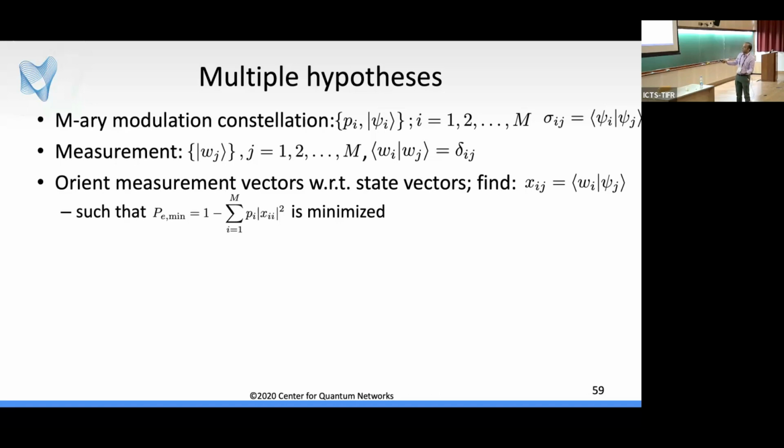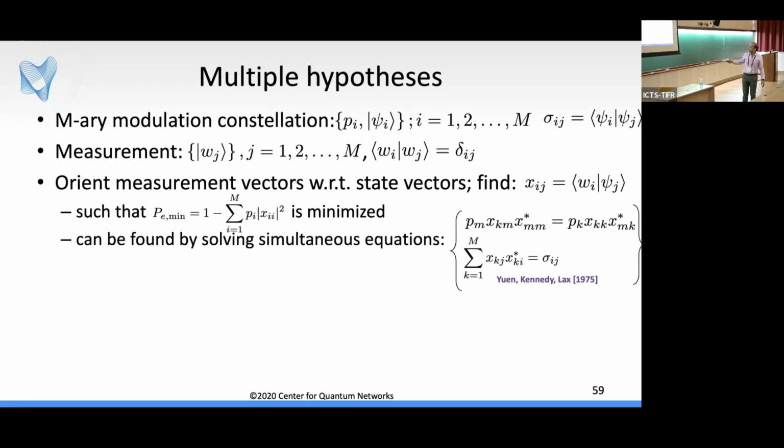For what? Such that the minimum probability of error, which is 1 minus the average success probability, is minimized. Why is this a success probability? Because it's the average probability that my ith hypothesis was true, times, given that the ith state psi i was received, that I chose it to be Wi. So the magnitude squared of Wi psi i is x_ii magnitude squared. So this gives the probability of error. And Yuen, Kennedy, and Lax proved that all you have to do is solve this set of nonlinear simultaneous equations for the x_ij's, given the overlaps between the state vectors, and you can put it in here and you will get the minimum probability of error. Okay, so these are called the YKL equations.